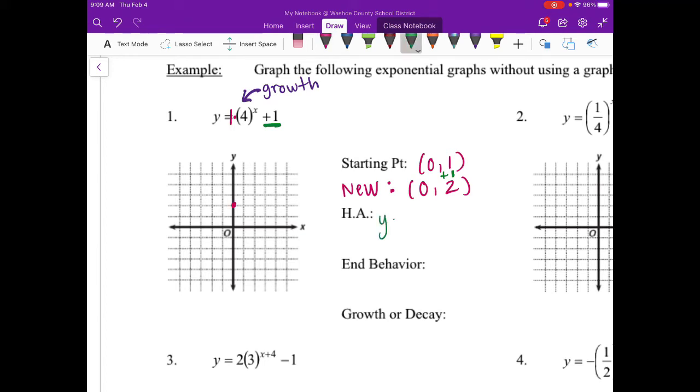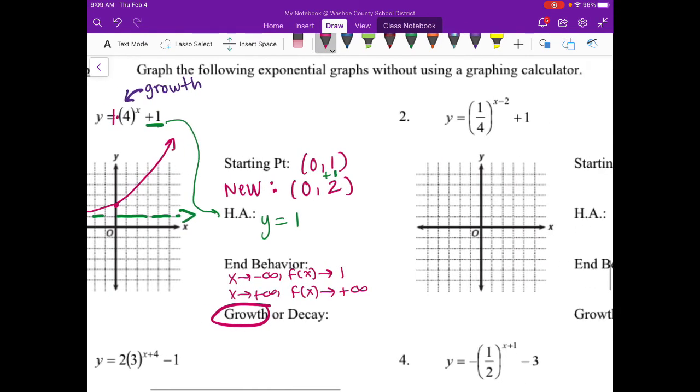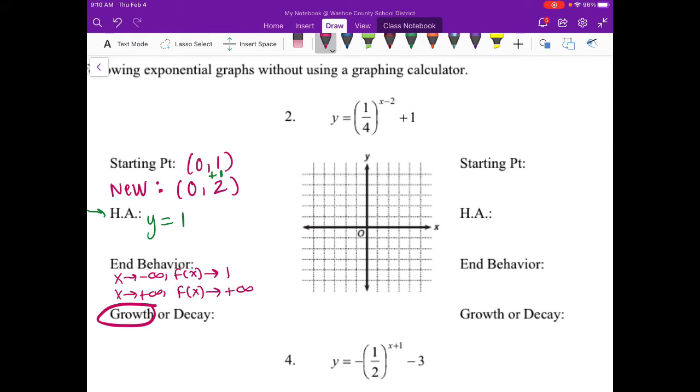I have the horizontal asymptote at positive 1. Remember, that comes from the k value. So I have a horizontal asymptote there. And because this is going to be a growth based on that 4 to the x power, I'm going to be going up to the right. So I'm going to circle growth, and then I can write my end behavior. As x goes to negative infinity, my y values are approaching my horizontal asymptote of 1. As I go to the right, my y values are approaching positive infinity. Okay. Go ahead and pause the video now, see if you can figure out how to do number 2.